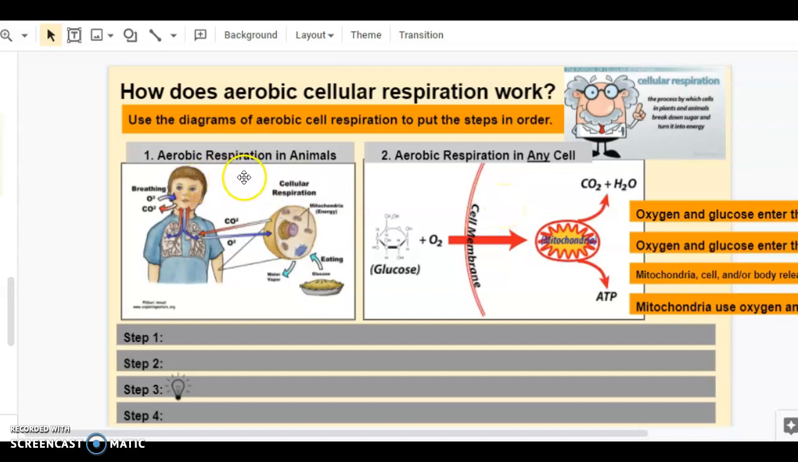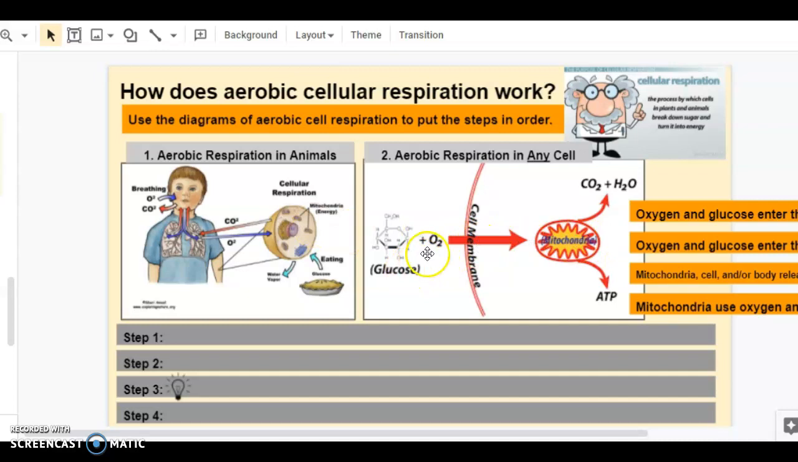Aerobic respiration in animals requires oxygen, which we get by breathing oxygen in and sending it using the hemoglobin protein in our red blood cells to all the cells of our body. The oxygen enters the cells, and then it goes to the mitochondria, which will take the sugar we also got from eating, and it will use the sugar and the oxygen to create ATP. Here it is up close.